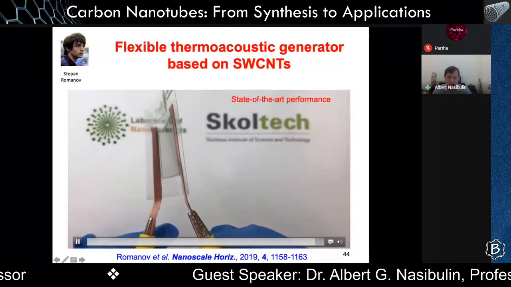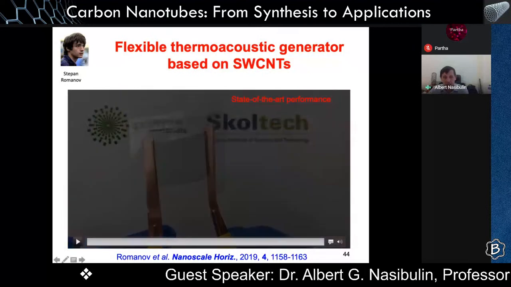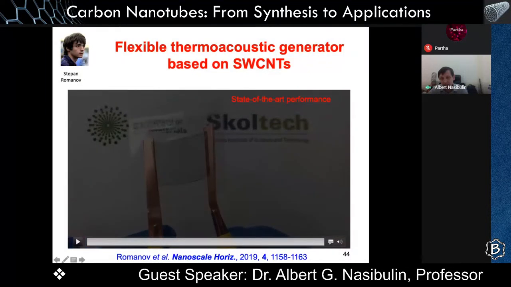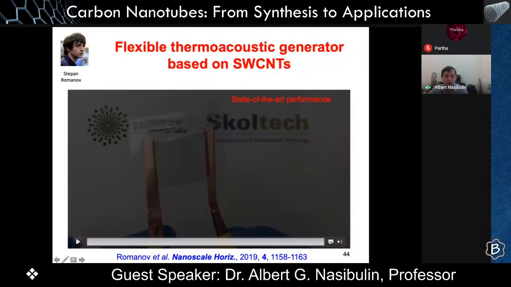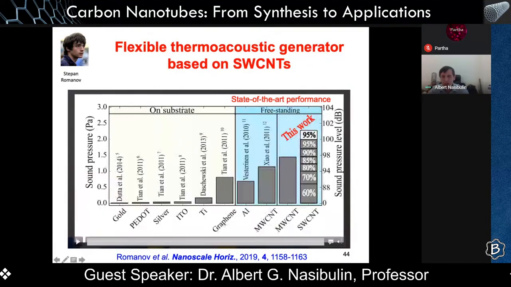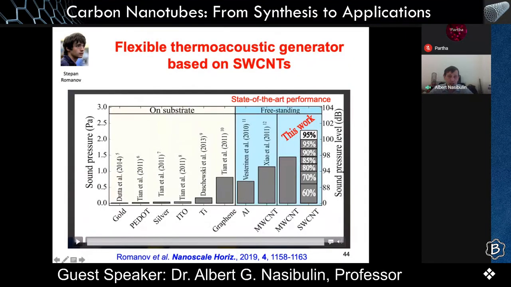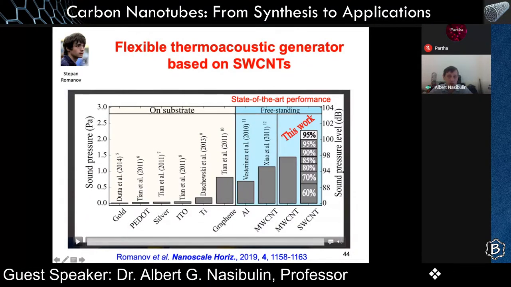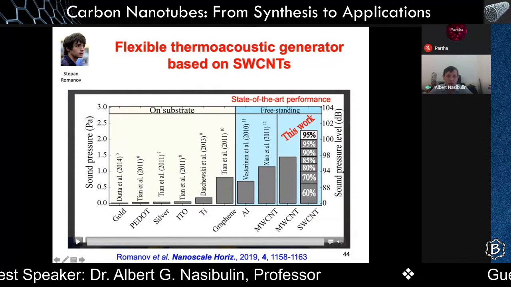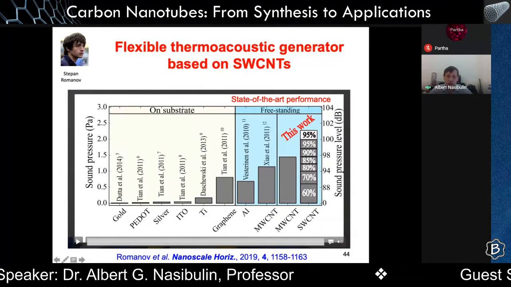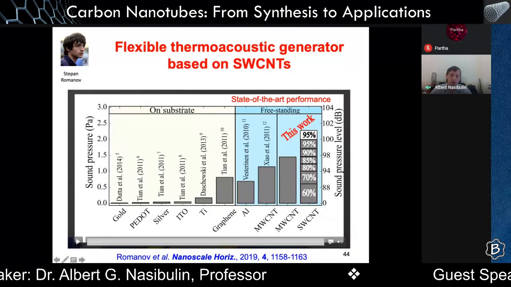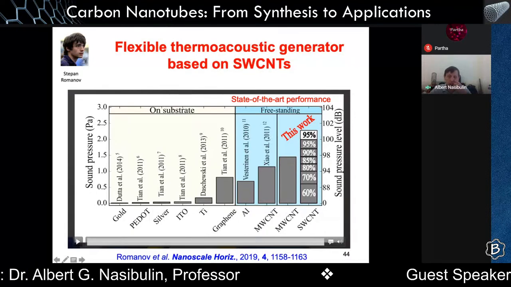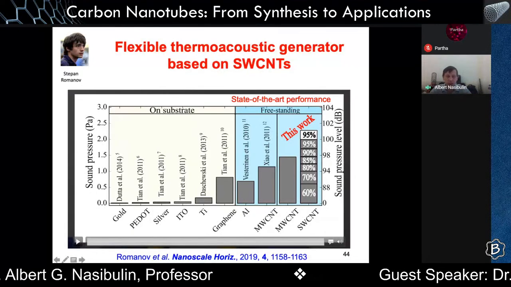Moreover, such a loudspeaker doesn't have the best performance in the audible range, but for ultrasound at 100 kilohertz, we get state-of-the-art performance. When you compare different materials, we see that single-wall carbon nanotubes produce a sound pressure above 100 decibels.